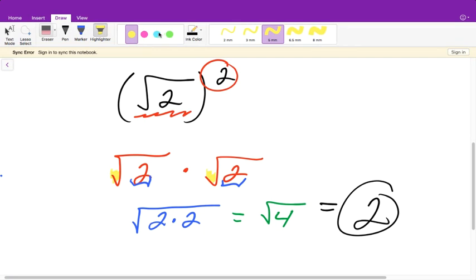I went through in class, if our index matches our power, that they will undo each other. Or you can simply expand them out and multiply. It is completely up to you. Either one is acceptable. All right, let's move on to the next question.